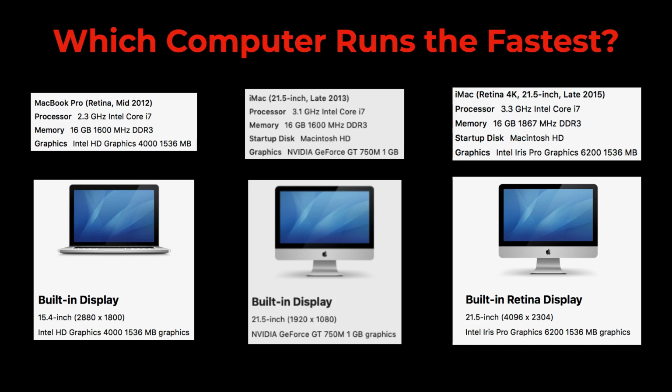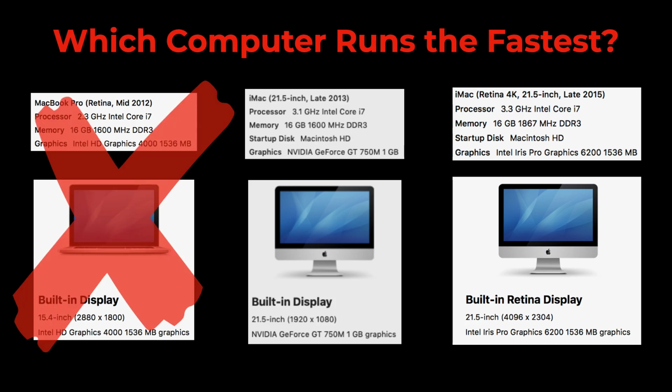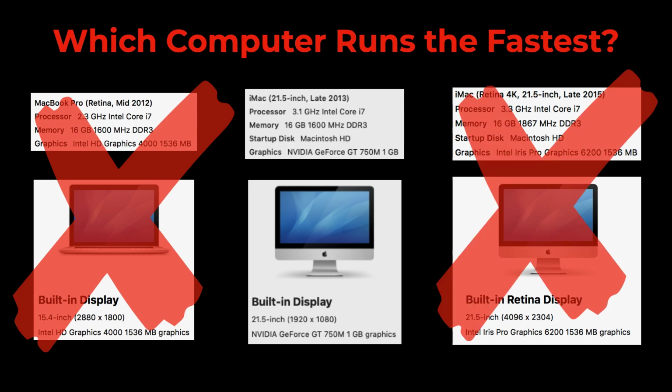You could probably look at this and eliminate this one because you're going, well, that's 2.3 gigahertz. The rest are above 3. So let's get rid of that one. And now it's down to these 2. You may think, wow, 2015, it's newer, it's 4K, and everything new runs faster. I bet you it's that one. But you know what? Nope, it's not. It's actually the older one, the 2013. This one runs the fastest.